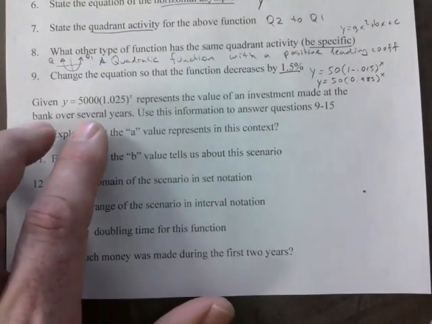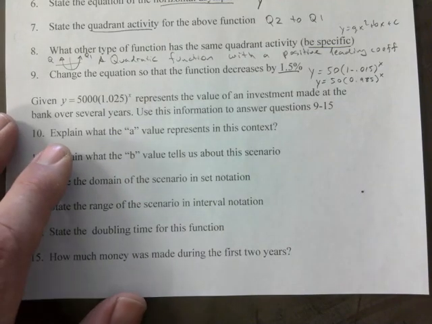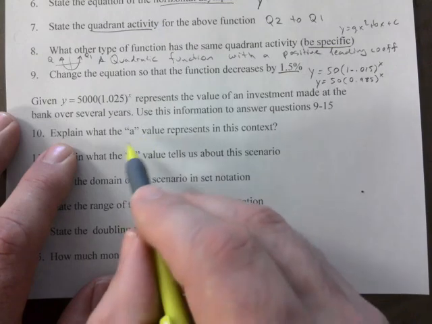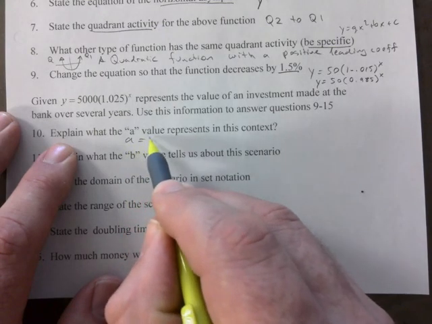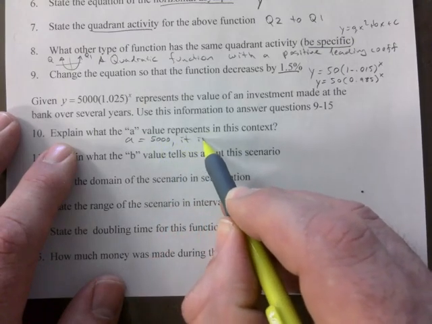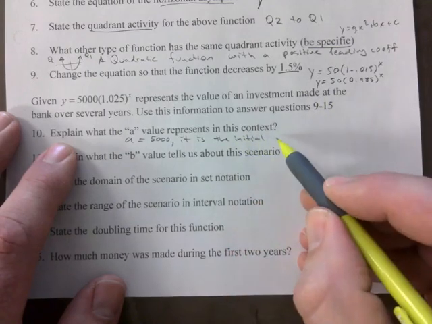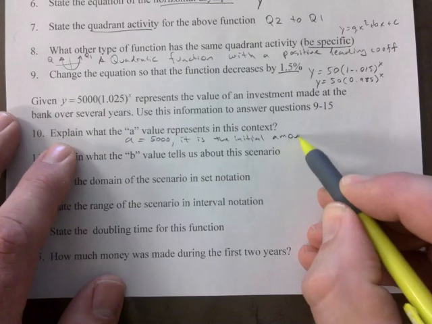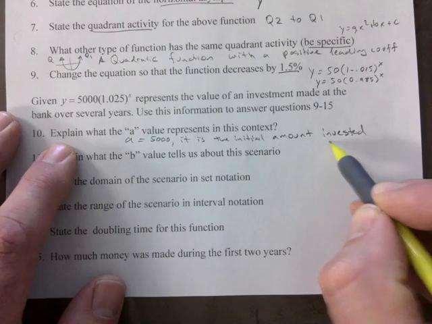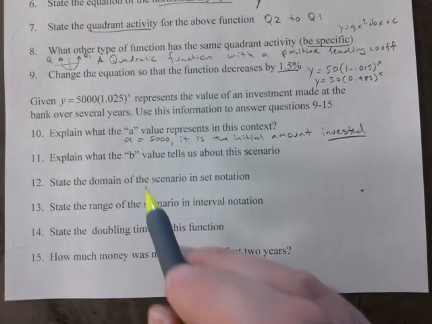So here we have an increasing exponential. It's an investment made. Use the information to answer. What does A represent in this case? A is 5,000. It is the initial amount of money deposited, the initial amount invested.